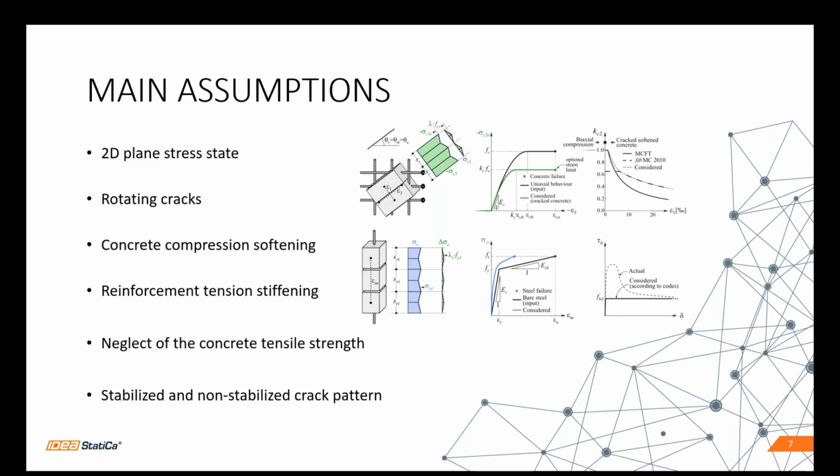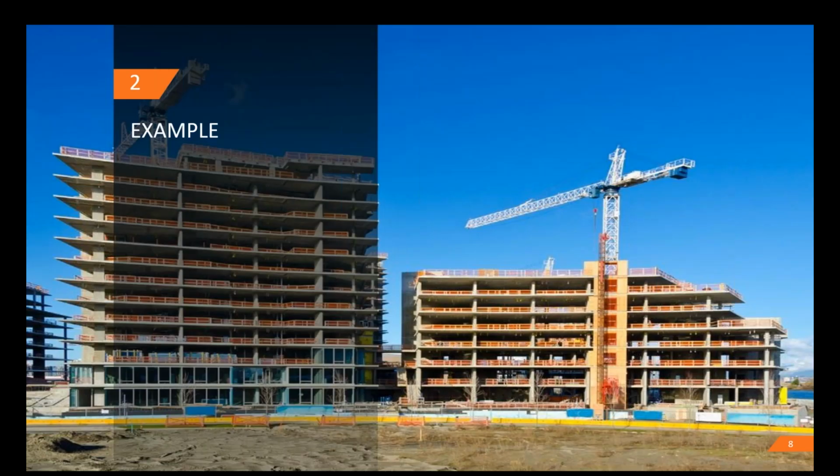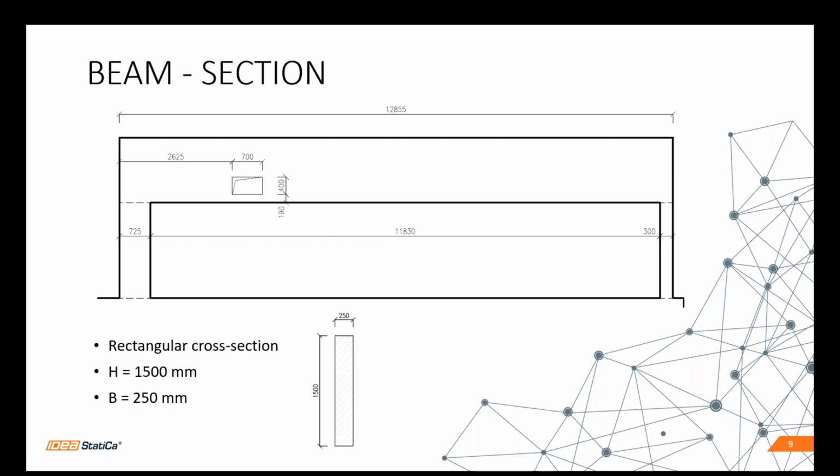And right now we can take a look at the practical example I've prepared for you for today. So I will be designing and code-checking this simple beam. You can see it in a section on this slide. So the total length of the beam is approximately 13 meters, and for the supports, on the left side the beam is supported by a column, and on the right side by a wall.